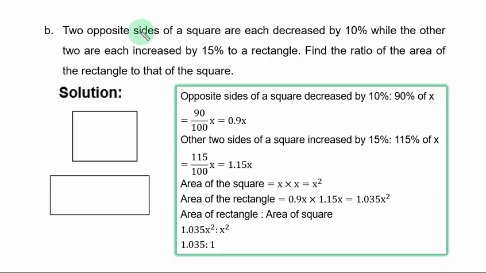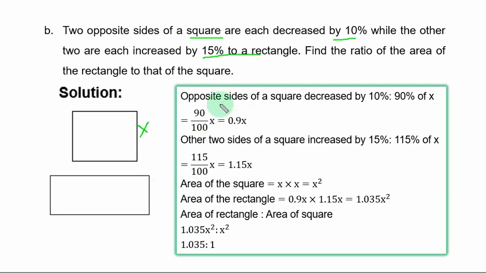Question 11b. Two opposite sides of a square are each decreased by 10%, while the other two sides are increased by 15% to form a rectangle. Find the ratio of the area of the rectangle to that of the square. So you have the square, the side is S, or any other letter. By the increment, you have the rectangle that results.